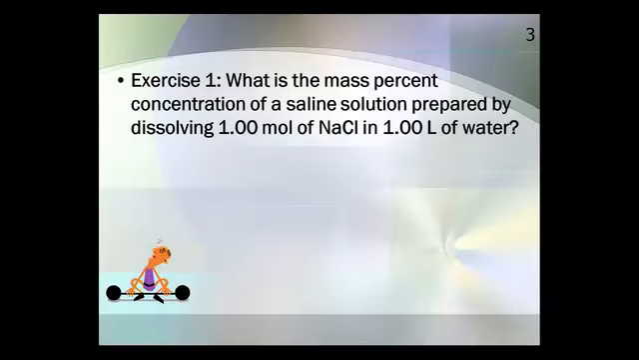So let's apply these. Let's do this first exercise. What is the mass percent concentration of a saline solution prepared by dissolving 1 mole of sodium chloride in 1 liter of water? At this point, you should pause the video and solve this problem on your own. And once you're done, start the video again to see if your answer agrees with mine.